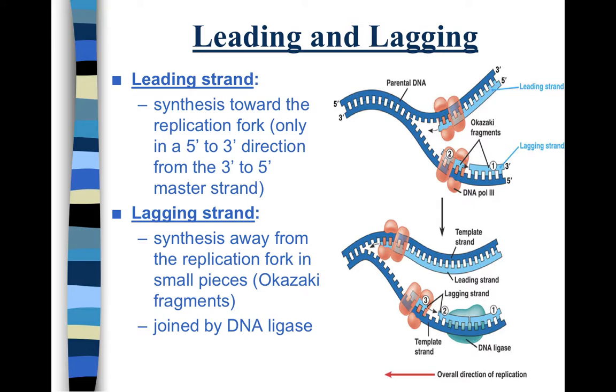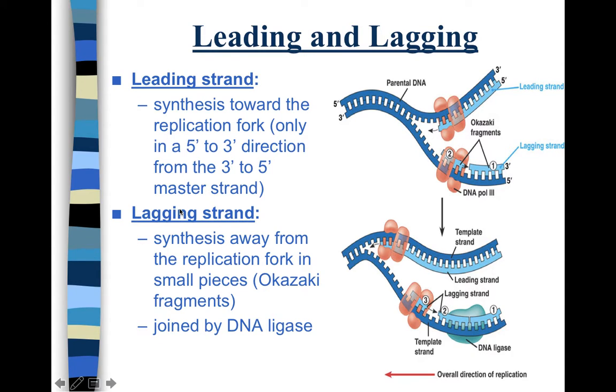Leading and lagging. The leading strand synthesizes towards the replication fork only in a 5' to 3' direction from the 3' to 5' master strand. So it goes this way. See, 5' to 3', and it creates new DNA at the 3' end, only at the 3' end.